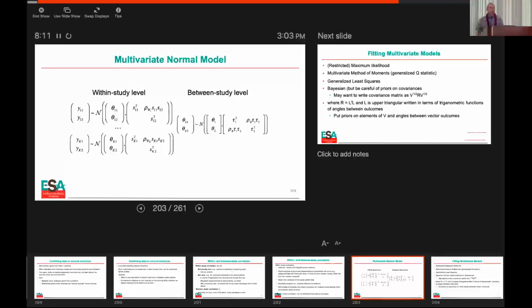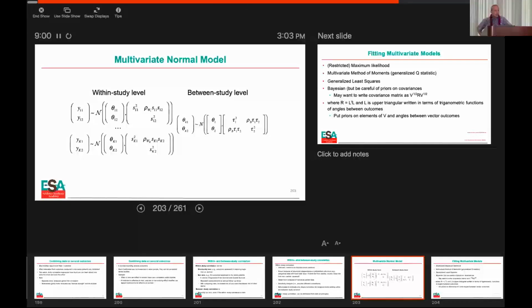What we've been dealing with so far with univariate data, we just had a Y11, we just had a theta 11, and we just had an S11 squared. That was our variance. Now that we have two outcomes in each study, we have two variances and we have a correlation. So rho W1 is the within study correlation for study 1, rho WK is the within study correlation for study K. And S11 and S12 are the variances, and SK1 and SK2 are the two variances. And then at the between study level, if we have a random effects model, we assume that the thetas are normally distributed around mean theta 1, theta 2, and tau 1 squared and tau 2 squared are the two between study variances for the two variables, and then rho B is the correlation between studies.